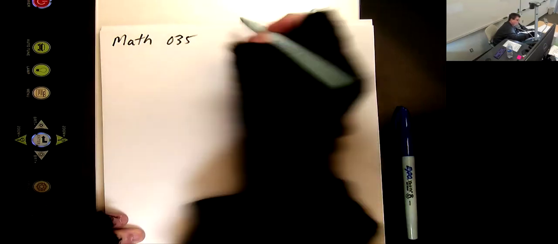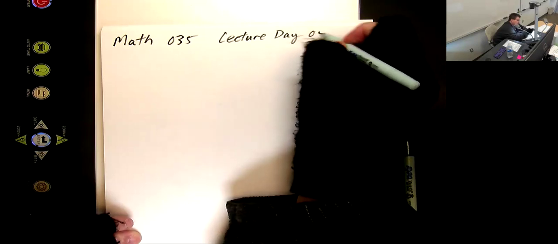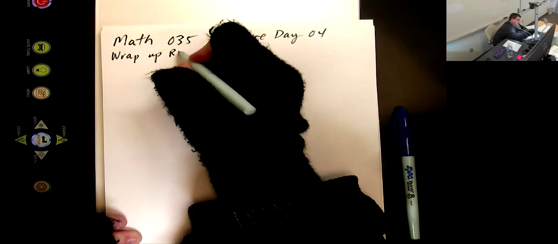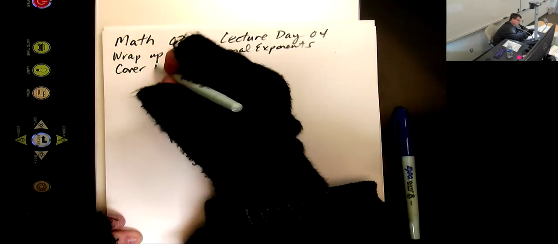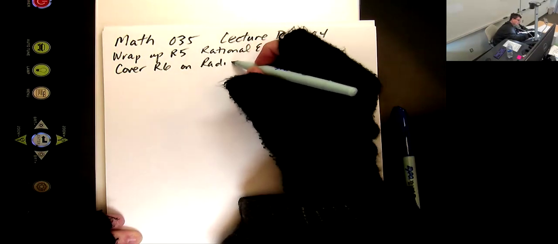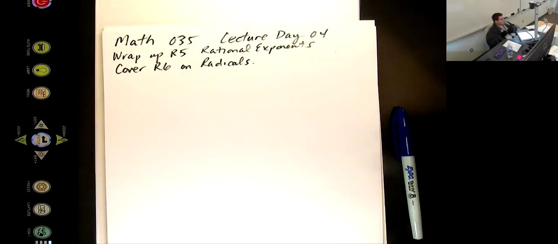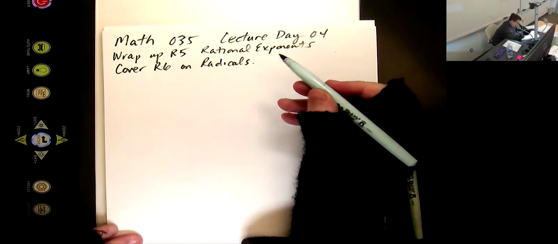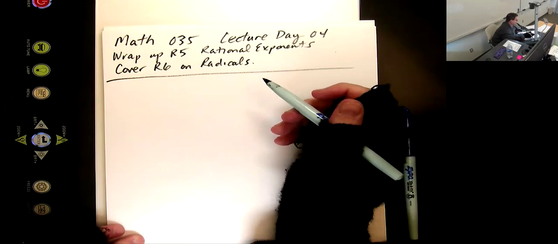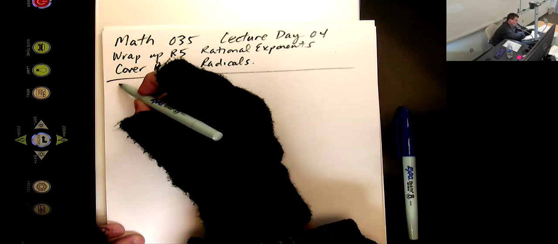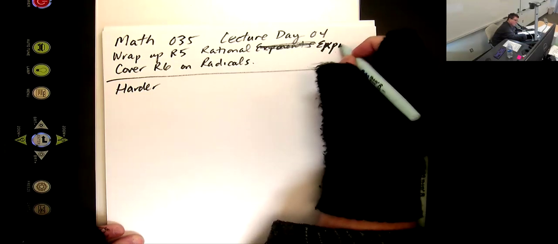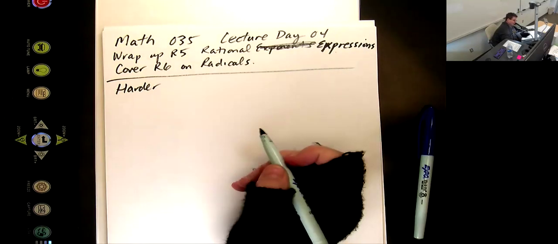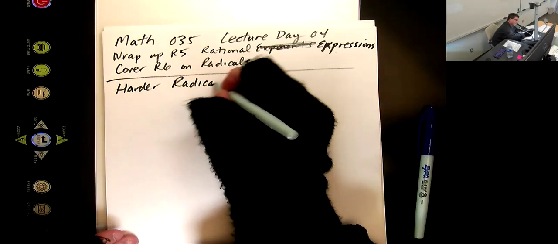So, Math 35. Lecture day 4. We are going to wrap up R5 on rational exponents, and we are going to cover R6 on radicals. Where we left off, we had done some addition and subtraction. We didn't give you harder problems in the rational expressions, so let's do harder rational expressions.